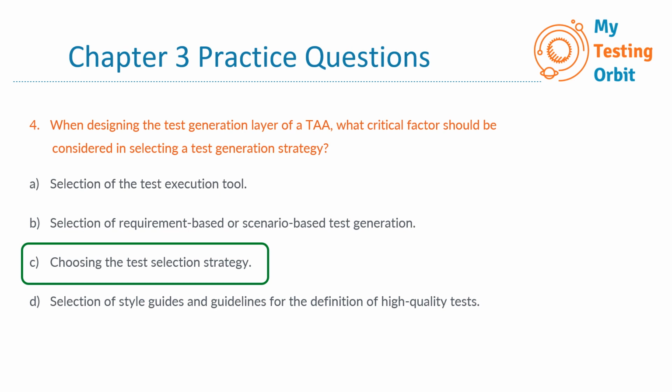So option A is selection of the test execution tool. This option is incorrect because it focuses on the test execution layer, not the test generation strategy. Option B, selection of requirement-based or scenario-based test generation. This option is incorrect because it addresses the type of test generation strategy but does not specifically consider the test selection strategy. And then option D, selection of style guides and guidelines for the definition of high quality tests. This option is incorrect because it pertains to guidelines and quality criteria for test definition, not the test generation strategy.